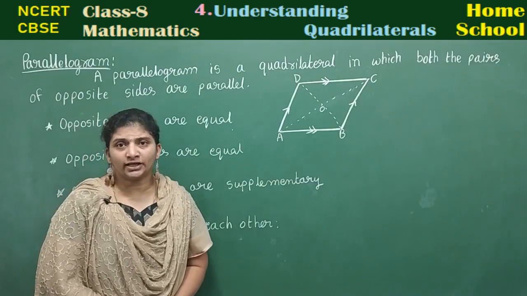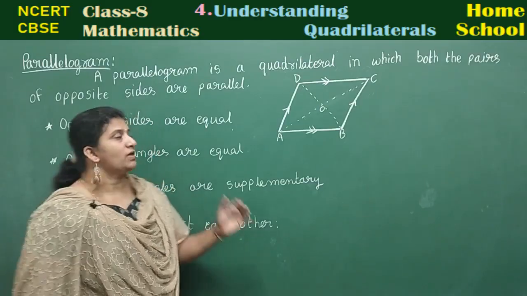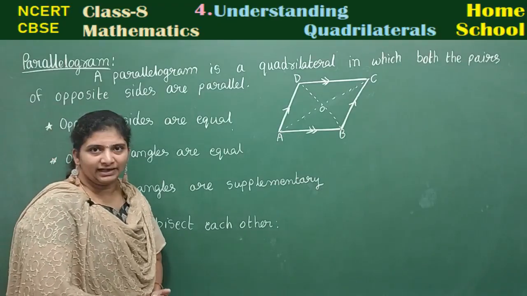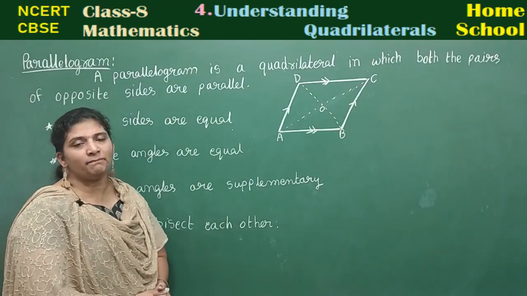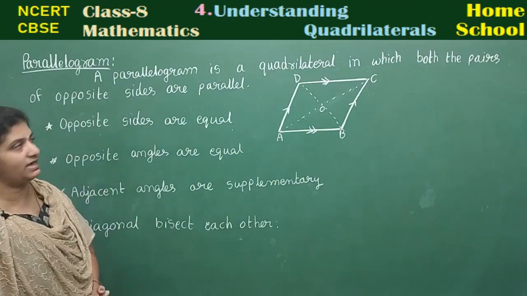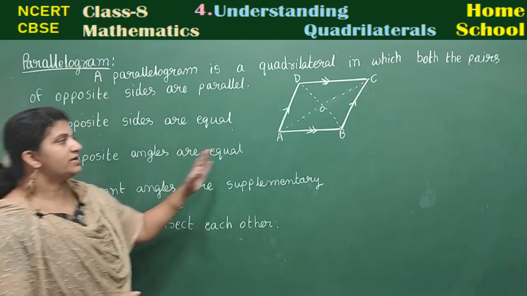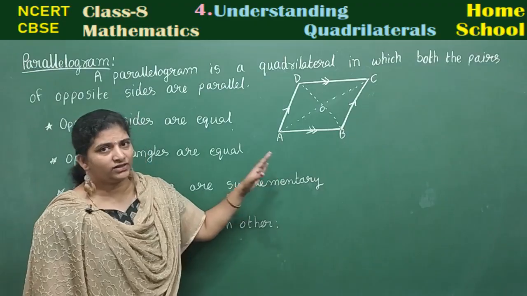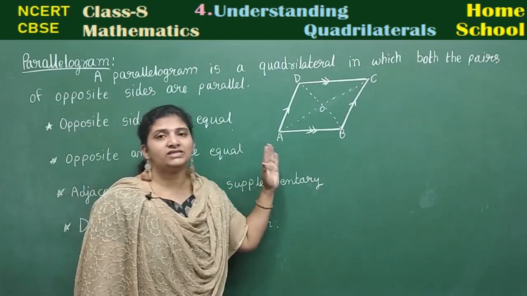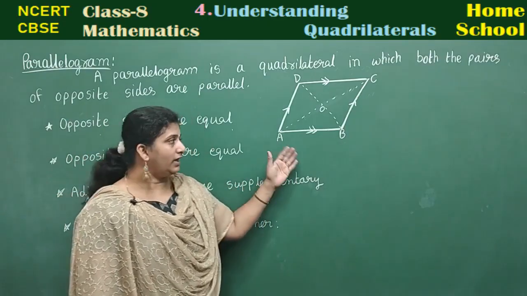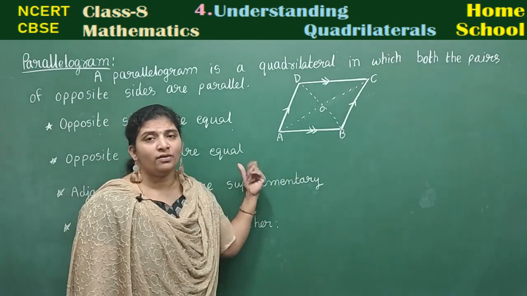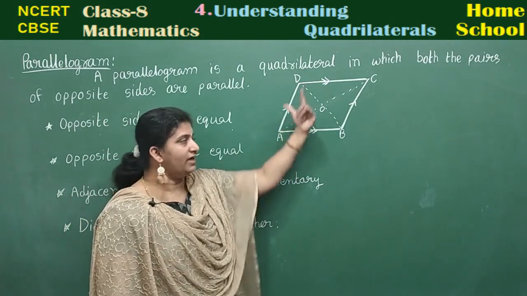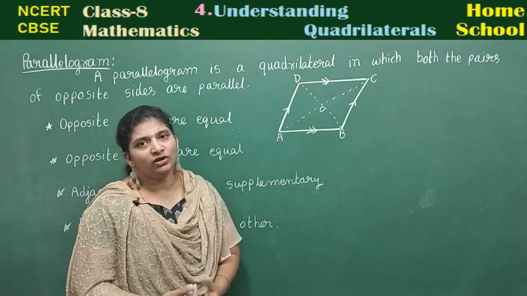Next, an important quadrilateral, parallelogram. What is a parallelogram? A parallelogram is a quadrilateral in which both pairs of opposite sides are parallel. See here, you can see a parallelogram ABCD. It is a closed figure with 4 line segments and it is also a quadrilateral. It has two pairs of parallel sides. That is, AB is parallel to DC and BC is parallel to AD.